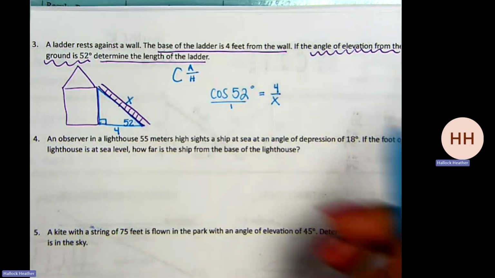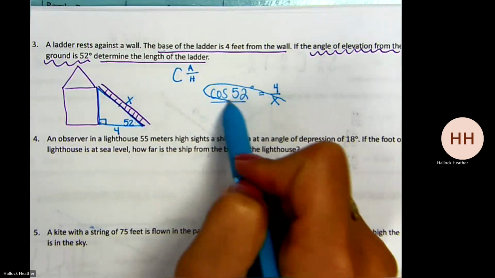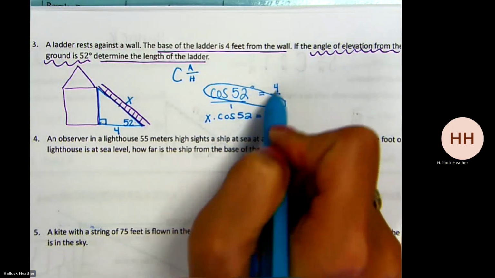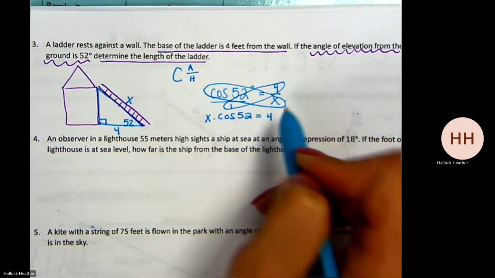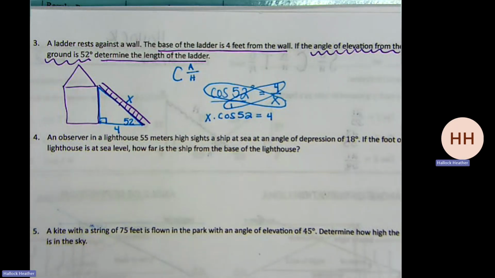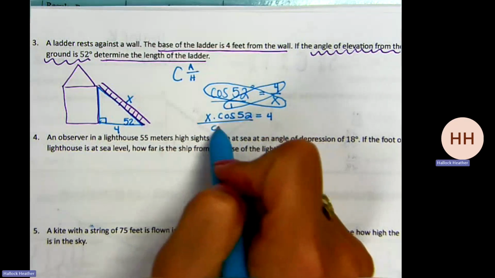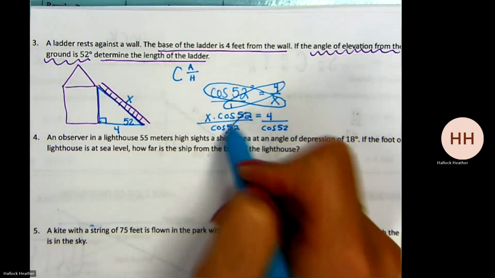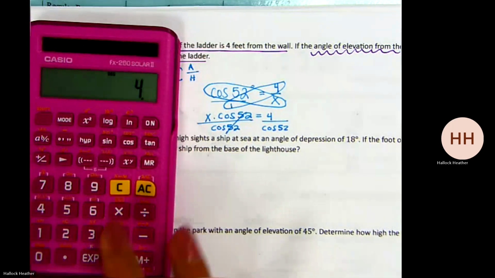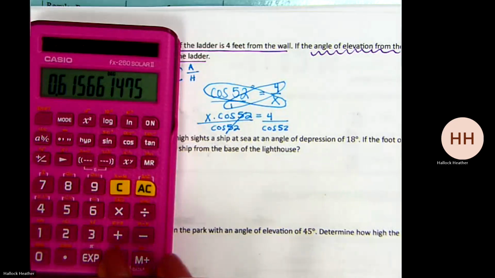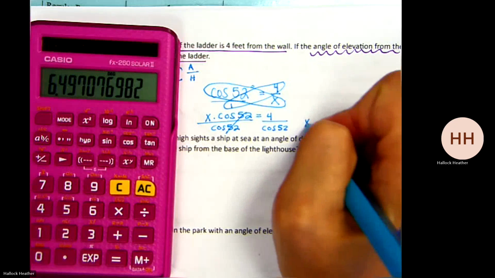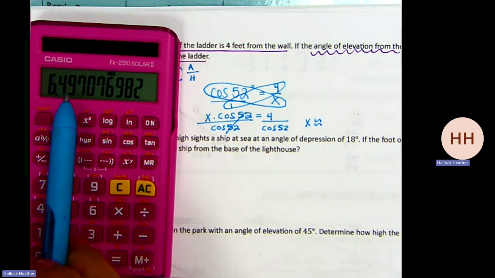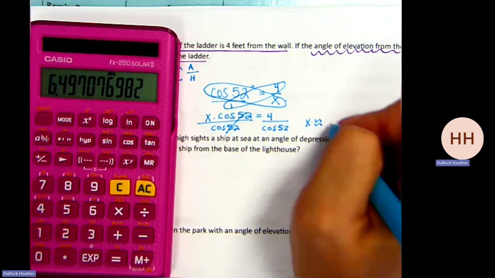I'm going to put it over 1, and I'm going to cross multiply. So I have x times cosine of 52 equals 4. I have to get x by itself, so I'm going to divide both sides. So x should be around 6.49, and that 9 is going to round the 4 up to a 5, so 6.5.